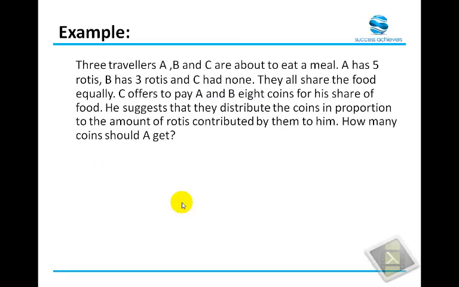Try solving this question. There are three travelers A, B and C who are about to eat a meal. A has 5 rotis, B has 3 rotis and C has none. They all plan to share food equally. C offers to pay A and B 8 coins for his share of food from A and B. He suggests that they distribute the coins in proportion to the amount of rotis contributed by them to him. So the question is, how many coins did A get? Okay, try solving this question on your own and then check with my answer.